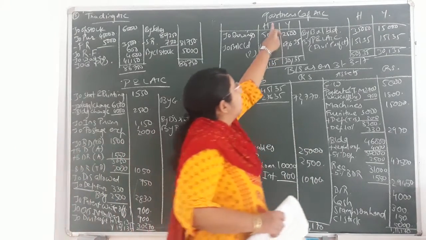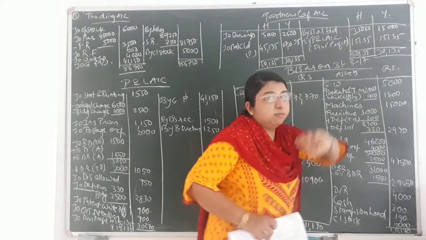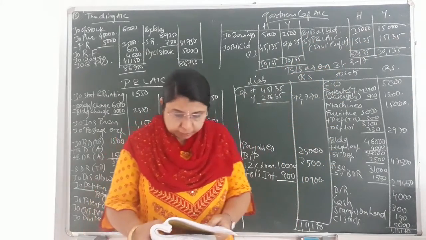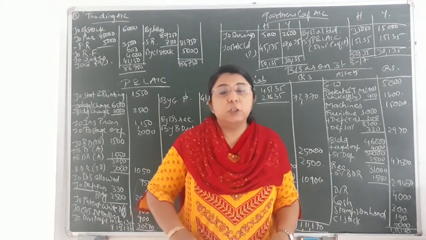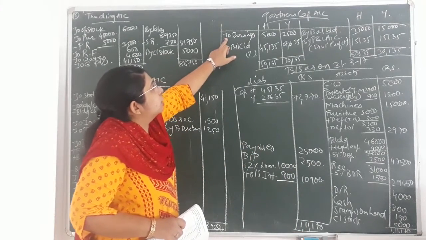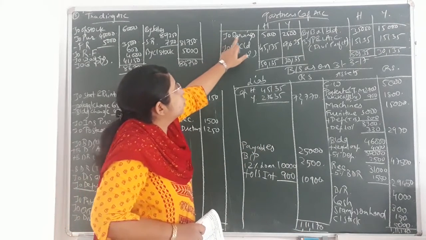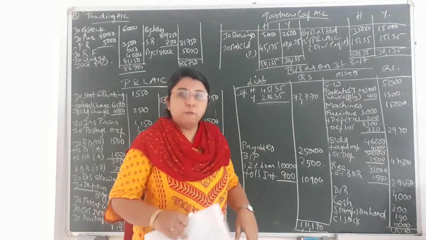So you can see on the partners capital account credit side that I have written by balance brought down 35,000 and 15,000, and the drawings that is given to you of Harsh and Yesha, that is 5,000 and 2,500. So on the debit side of partners capital account, I have written the first entry, to drawings, that is Harsh 5,000 and Yesha 2,500.